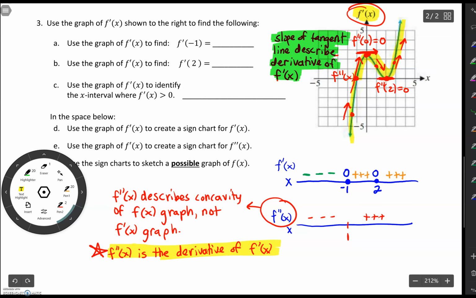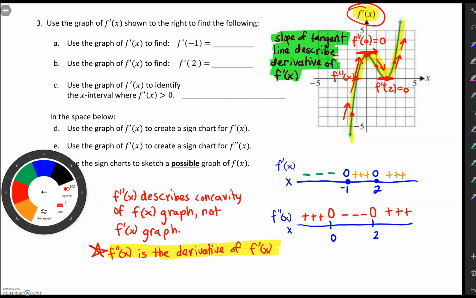So my partition numbers on my sign chart down here are going to be where the tangent line goes horizontal, and that happened at x equals 0 and x equals 2. So my tangent lines went up, up, up until I hit x equals 0, then it went horizontal. So the second derivative would be 0 there. Then the tangent lines went down, down, down. I'll put negatives to represent that until I hit x equals 2, where the tangent line went horizontal again. I'll represent that with a 0. And then the tangent lines went up, up, up again. So I'll represent that with plus signs.